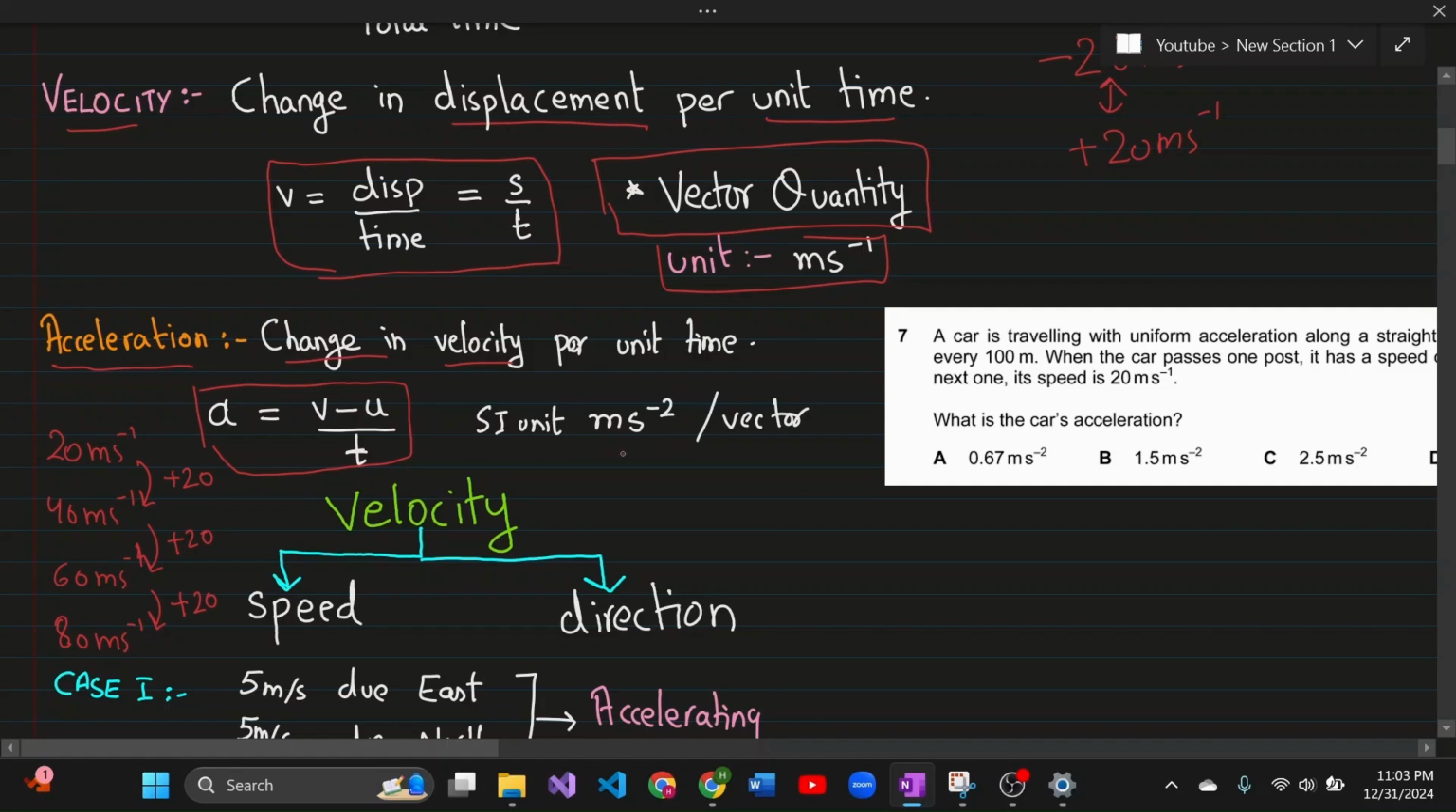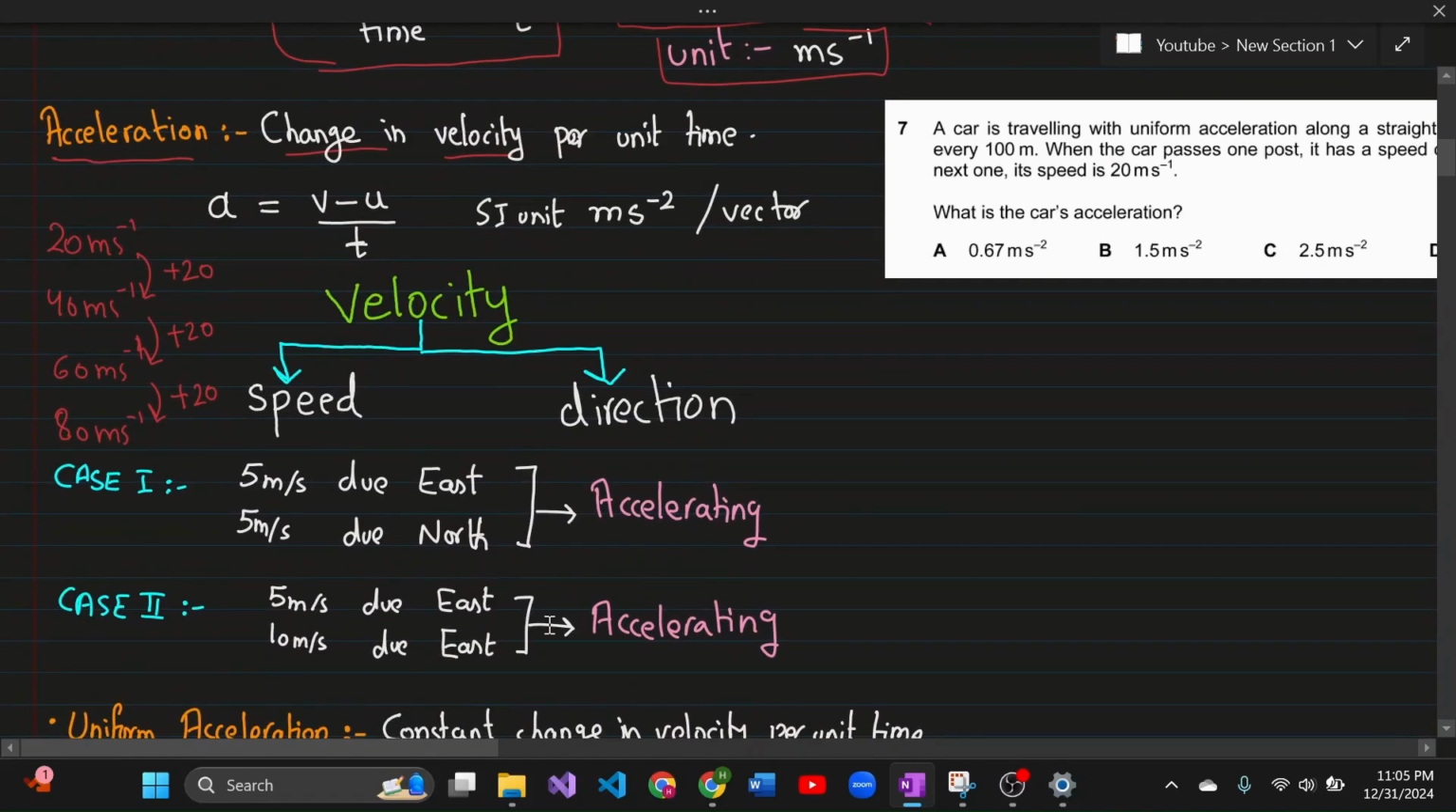This is the formula. Velocity depends on two things: speed, and the second thing is your direction. These are the things on which the velocity depends. And how it depends, let us see the example.